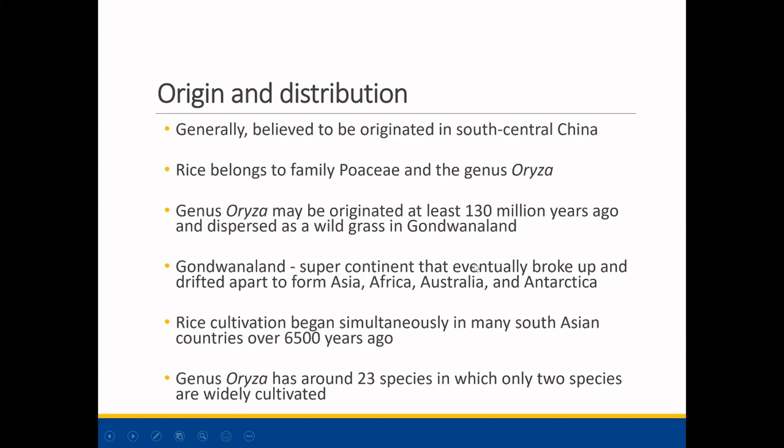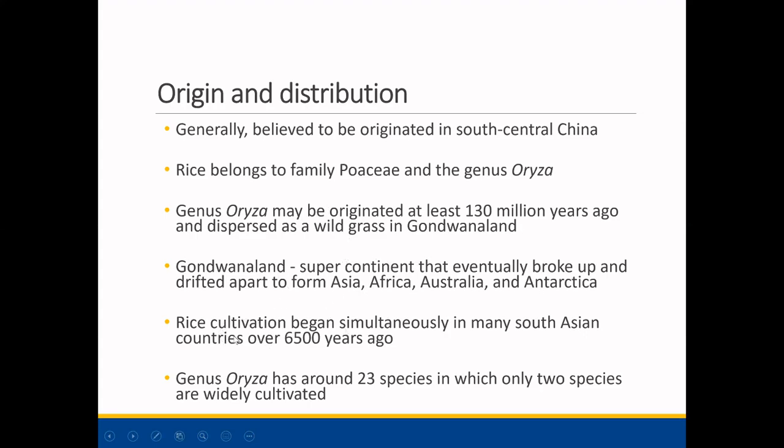It finally broke up into Asia, Africa, Australia, and Antarctica. Currently we have these continents, but earlier all these continents were a single landmass. During that time, they believe this genus originated, around 130 million years ago. So these wild types of rice are very old.